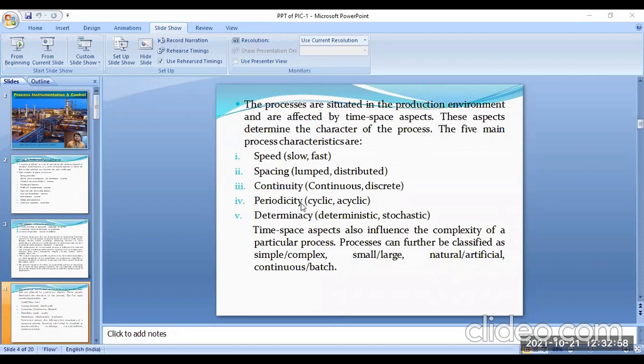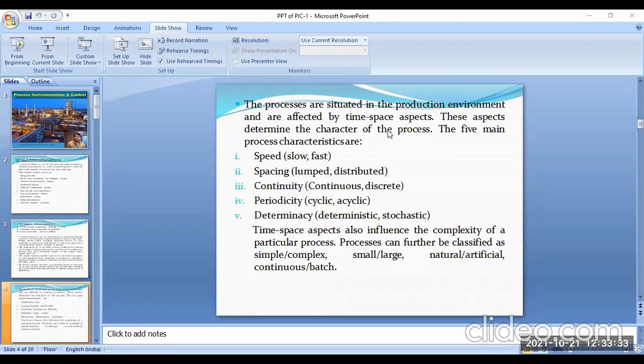Periodicity is also used in our process characteristics. Number five is determinacy, which is also classified into two categories: deterministic and stochastic. So these five process characteristics are used in our process industries: speed, spacing, continuity, periodicity, and determinacy. This time-space aspect also influences the complexity of the particular process.